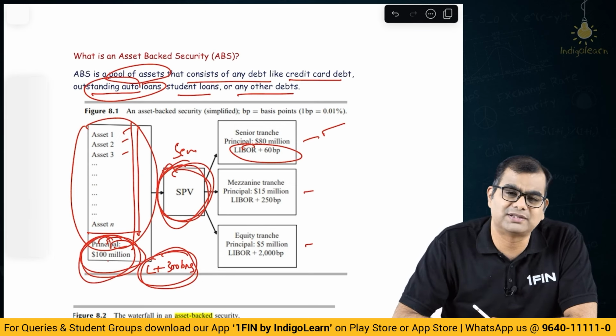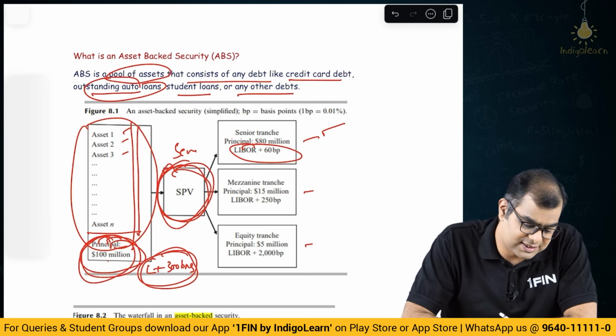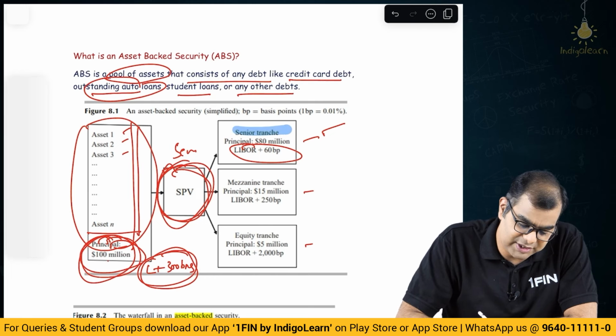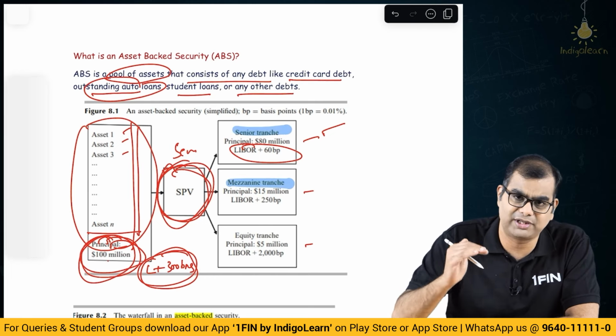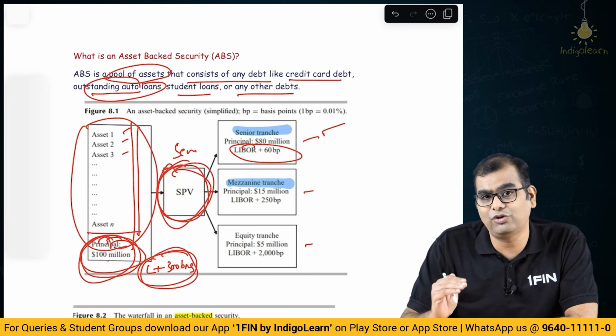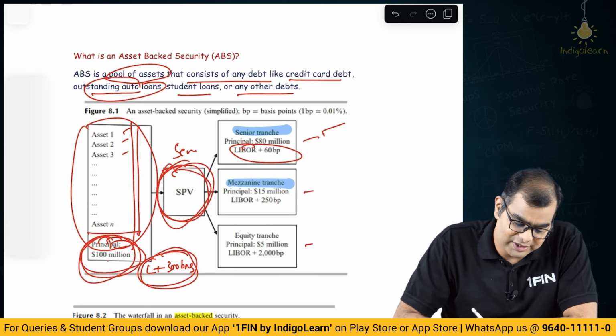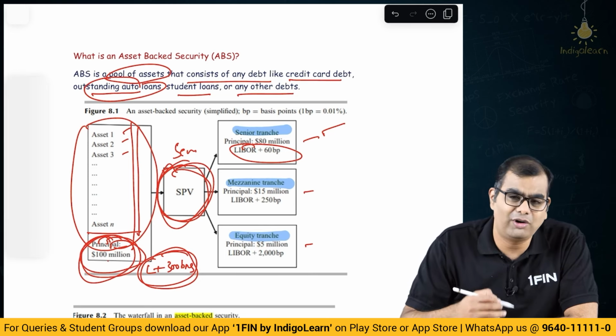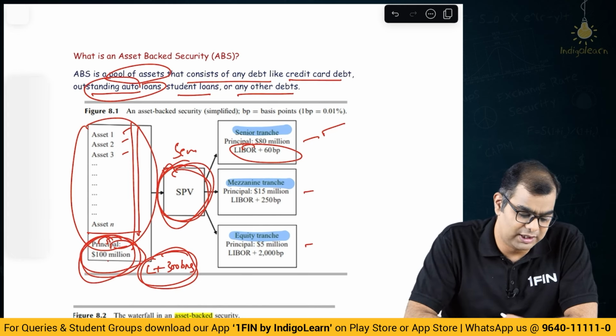You split it into 3 parts. What are these 3 parts? You call something a senior tranche. Then you call something a mezzanine tranche. Mezzanine means something in between. I don't know if you have heard, there is something called a mezzanine floor. A floor between the ground floor and first floor is called a mezzanine floor. Then you have something called an equity tranche.